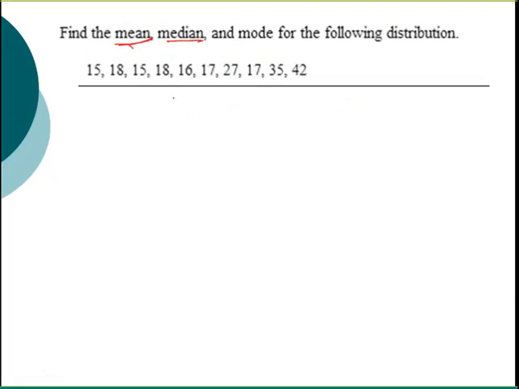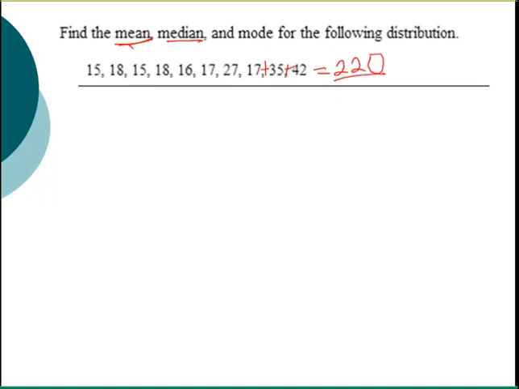So we've got 15 plus 18 plus 15 plus 18 plus 16 plus 17 plus 27 plus 17 plus 35, and finally plus 42. I typed them all in my calculator. Hopefully I added them correctly, and I got 220. So if I put plus signs between all of these, it adds up to 220.